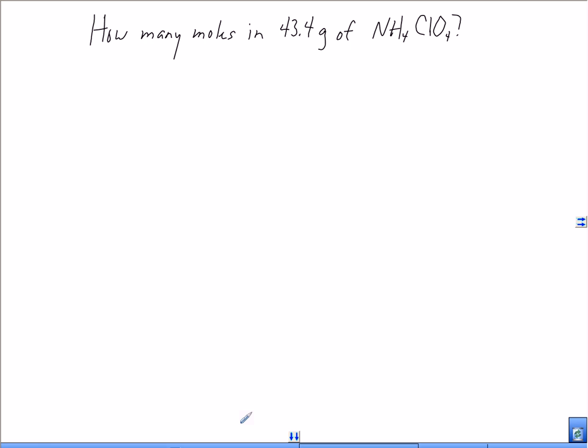Alright, so in this problem, we have how many moles are in 43.4 grams of ammonium perchlorate. Now, I've been trying to teach you in class to first determine whether you're going to need things like molar mass or things like Avogadro's number when you're doing a conversion.